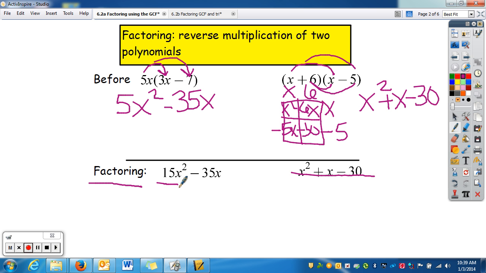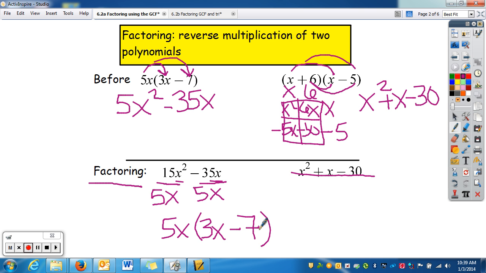And what you're looking at is, what do both of these have in common? What divides both of them? Well, both numbers are divisible by 5. And notice both of them have an x. So I can divide both of these by 5x. So that tells me 5x multiplied by, if I divide this out, 3x minus 7, this product gives me this. So again, you are just reversing what we did before.